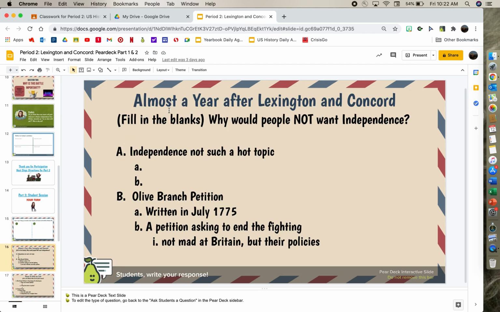Then you're going to read this, but you're going to fill in the blanks for the notes that are here. So it tells you to fill in the blanks. Why would people not want independence? So it says independence not such a hot topic, and then A and B. In your answers, you're just going to write A and then your answer, and then B, your answer. So why would people not want independence? And then just make sure you read this part about the Olive Branch Petition.